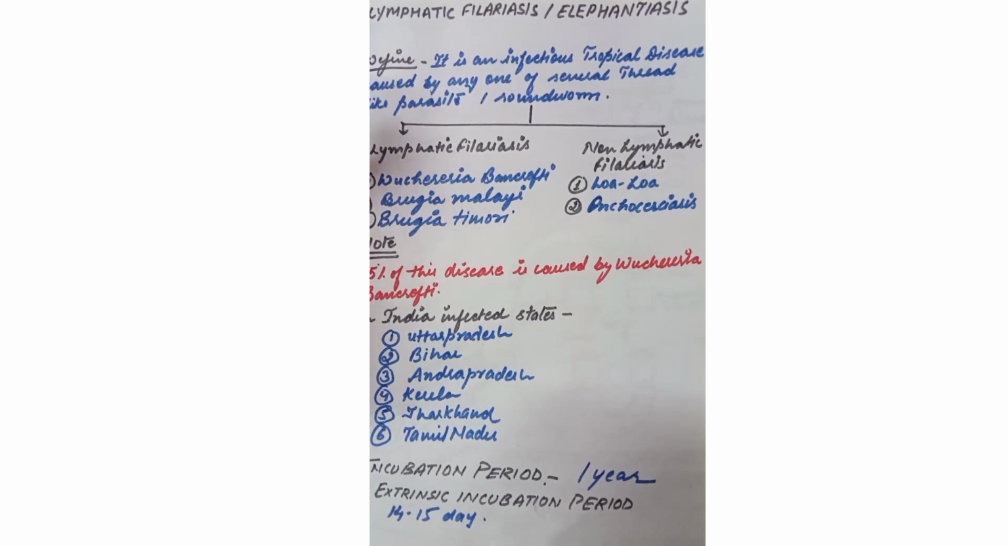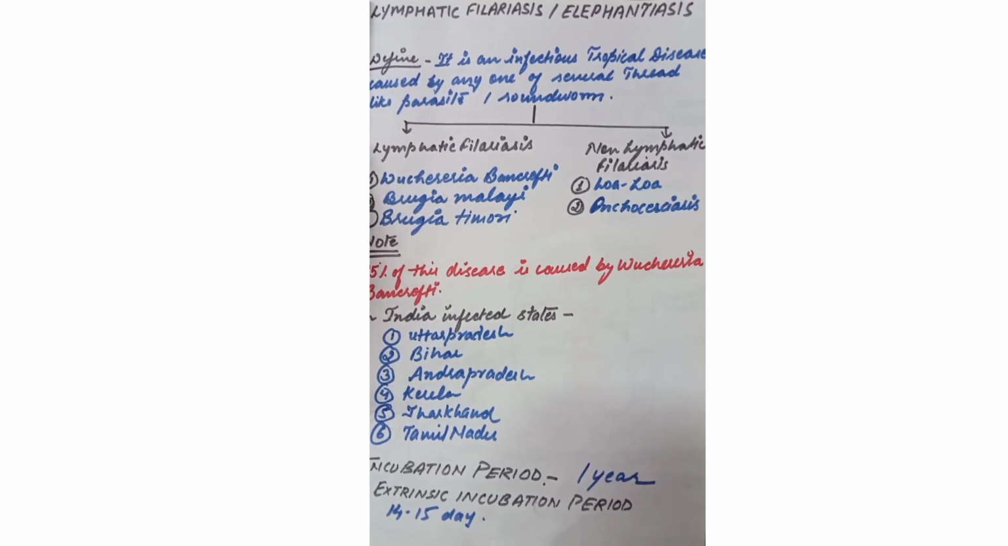So what is the definition? Basically it is an infection, or we can say a tropical disease, which is caused by any one of several thread-like parasites, roundworms, or we can also say nematodes. Filariasis is of two types: lymphatic filariasis and non-lymphatic filariasis. Lymphatic filariasis has the parasites Wuchereria bancrofti, Brugia malayi, and Brugia timori.